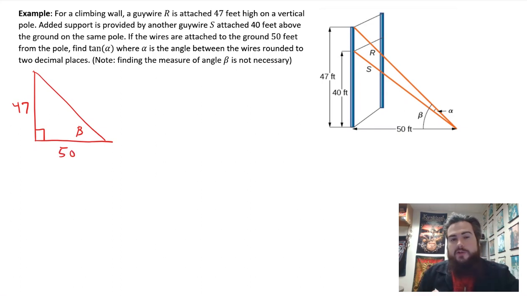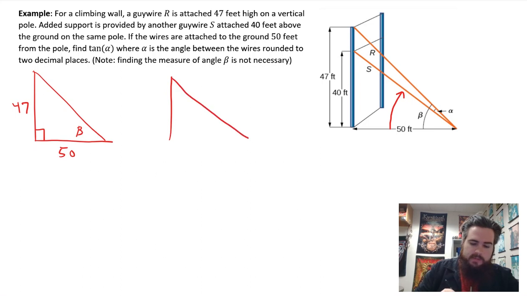We also see another smaller right triangle involving the side length of S, but the angle measure that goes up to S is not beta and it's not alpha. It is actually the subtraction of those two. So we have another right triangle here. In this case, the angle measure is actually beta minus alpha. And we know the opposite is 40, the adjacent is 50.